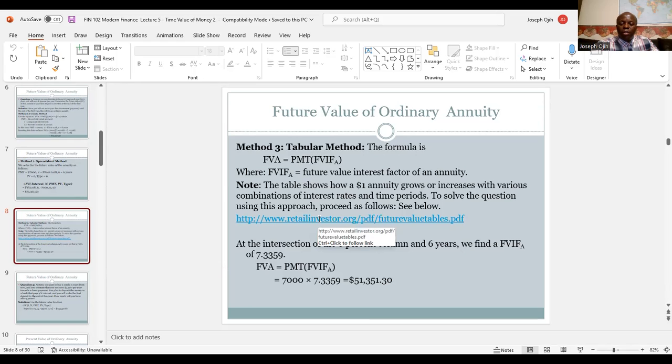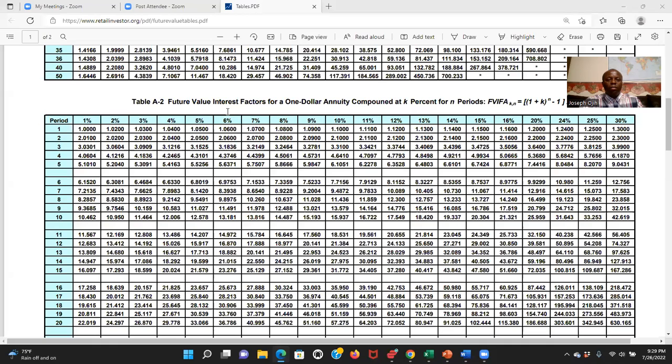So we're going to use this table here. Let me open the table so you can see it. Okay. The future value, this one is for a $1 compounded amount, but we're using an annuity. So you use table A2, which shows you the future value interest factor for a $1 annuity compounded. So let us solve this problem.